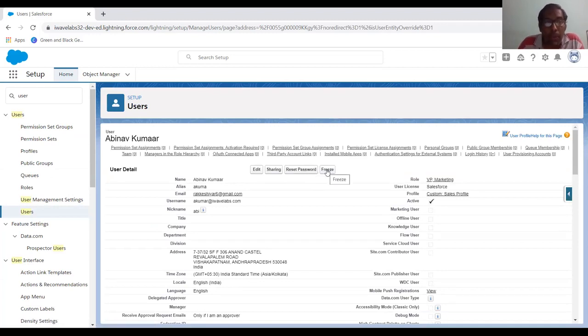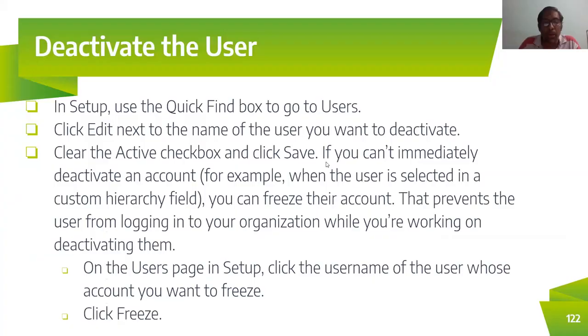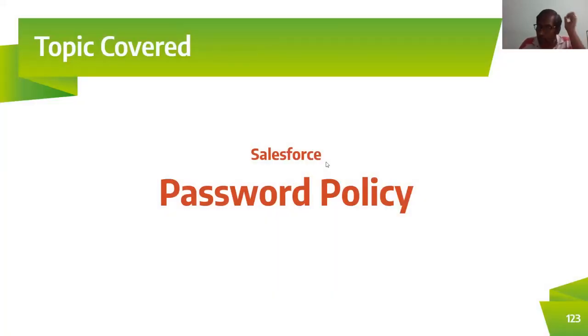In case we are not able to deactivate it, then you can click on the freeze button and try to freeze the account, right? So all the information will be frozen. He will not be able to access anything, right? At the same time, only the license will be available here. When you deactivate, everything will come back, right? This is all about deactivating the user. Got it?